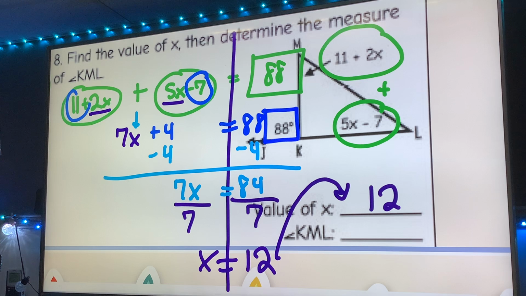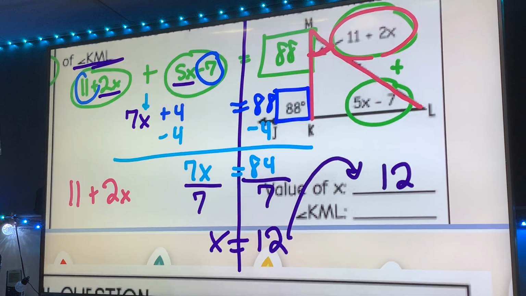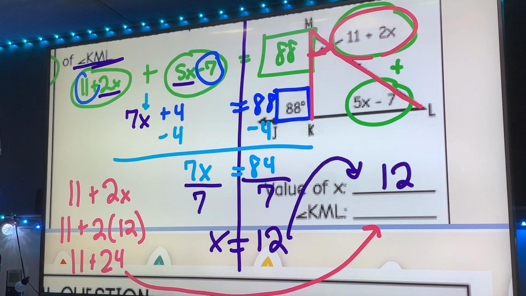But the main question was asking for the angle KML, which K is here, M, and then L. So I'm looking for this one in particular, so that it corresponds to 11 plus 2x. I'm going to have to substitute x with 12, which turns to 11 plus 24, which gives a final answer of 35 degrees.